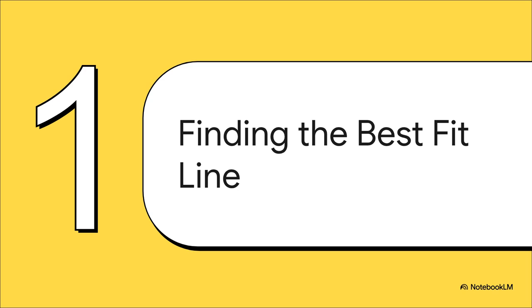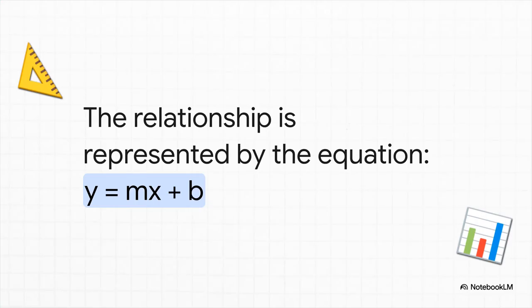Okay, so if you've got this big cloud of data points on a graph, how does the machine possibly find that one perfect line out of an infinite number of options? Well, that's the whole game right there, and it's called finding the best fit line. And to do that, we have to dust off an old friend from math class. Yep, it's y equals mx plus b. But don't worry, this isn't just some abstract formula. For us, this is literally the blueprint for our prediction machine.